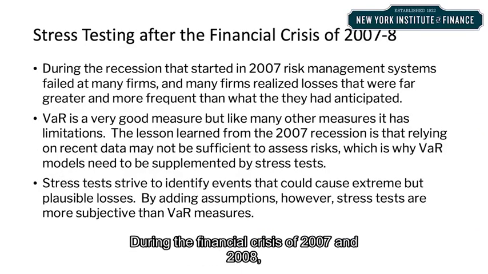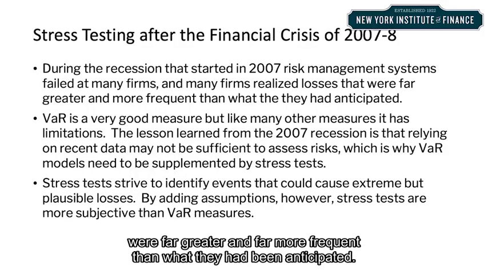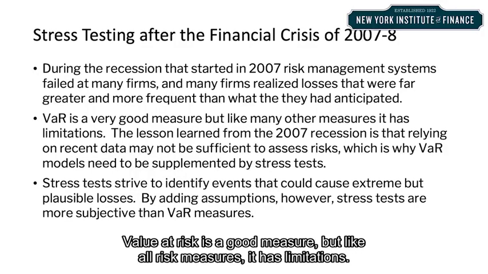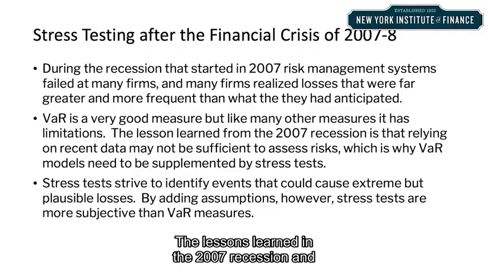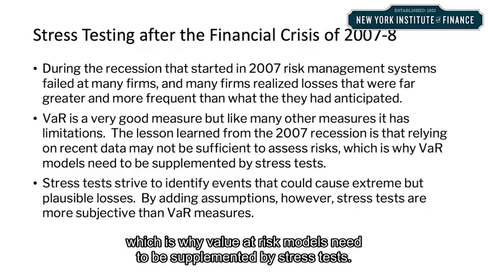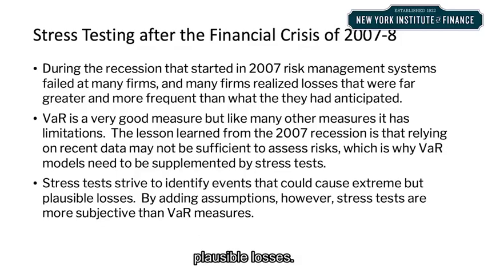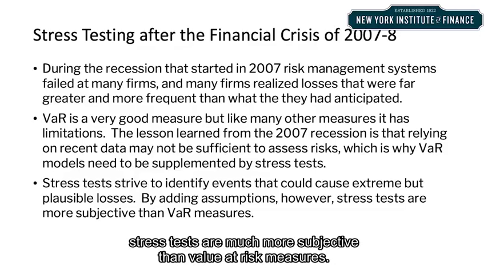During the financial crisis of 2007 and 2008, risk management systems failed at many firms, and firms realized losses that were far greater and far more frequent than what had been anticipated. Value at risk is a good measure, but like all risk measures, it has limitations. The lesson learned in the 2007 recession and financial crisis is that relying on recent data may not be sufficient to assess risk, which is why value at risk models need to be supplemented by stress tests. Stress tests strive to identify events that could cause extreme but plausible losses. By adding assumptions, though, stress tests are much more subjective than value at risk measures.